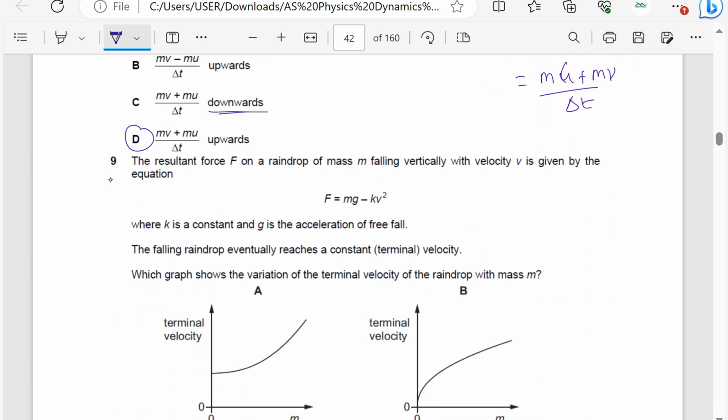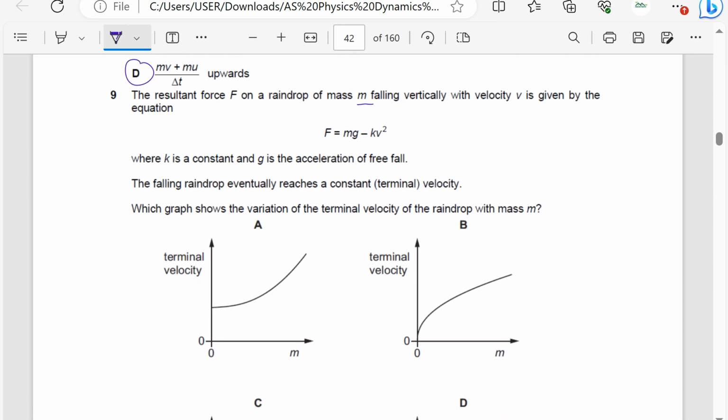The resultant force F on a raindrop of mass m falling vertically with velocity v is given by that equation, where k is a constant and g is the acceleration of free fall. The falling raindrop eventually reaches a constant terminal velocity. Which graph shows the variation of terminal velocity of the raindrop with mass? Terminal velocity.